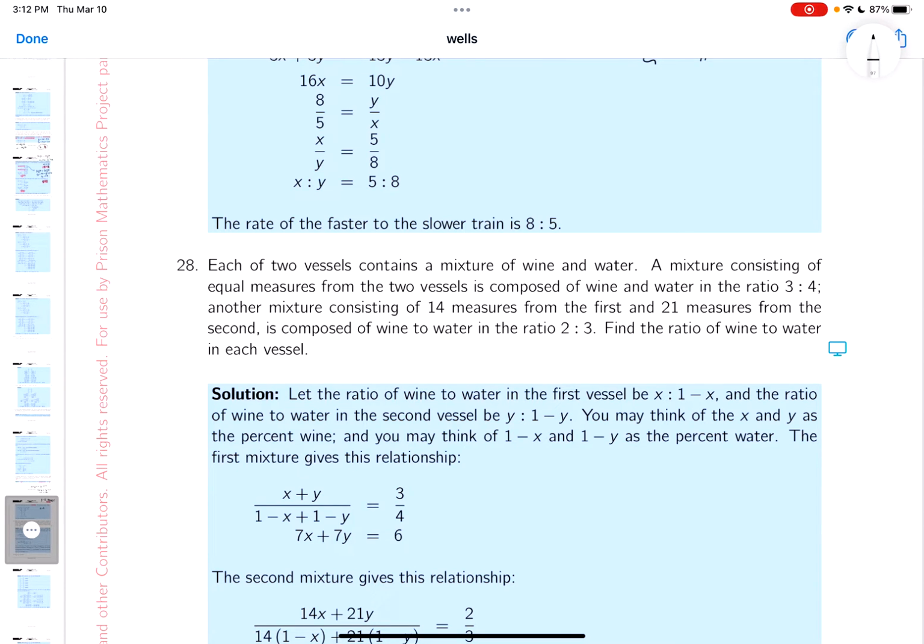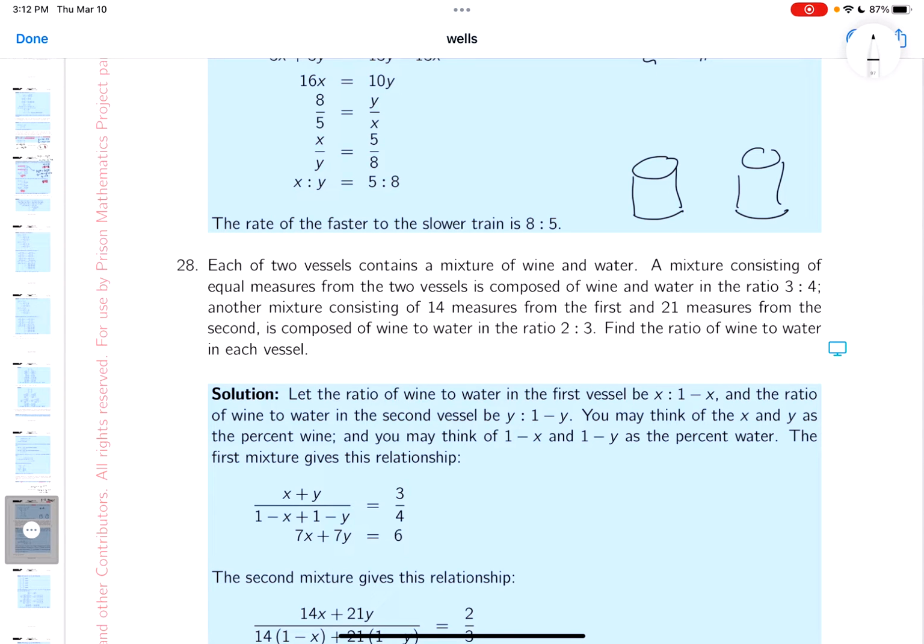Okay, I consider 28 to be a difficult question. Just setting it up. Once you get it set up, it's not that bad. But there's two containers. So I'll say this is one container and this is another container. And what I don't know about the containers, I know there's wine and water in the containers. I just don't know what the percent wine is, percent water.